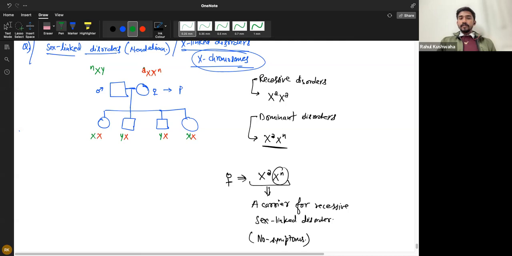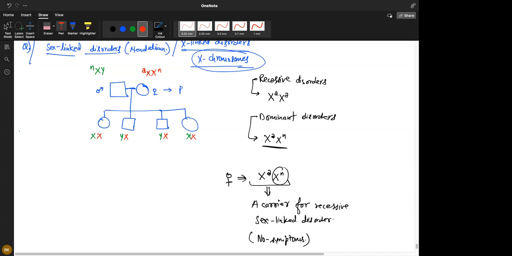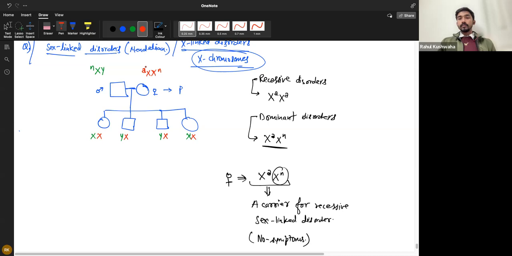Now, this female is a carrier female, right? Let's say this disease is recessive and she's a carrier. If it is a dominant disease, then it does not matter. Even one copy will cause the disorder, so this female herself will be diseased. And half of the children, whichever get this affected X, will be diseased again.